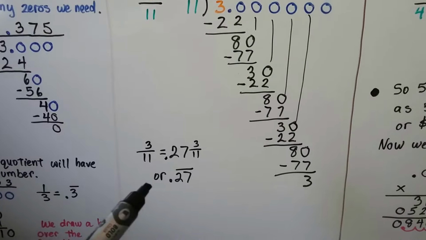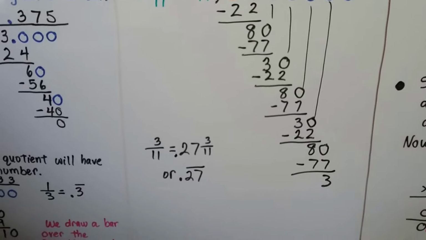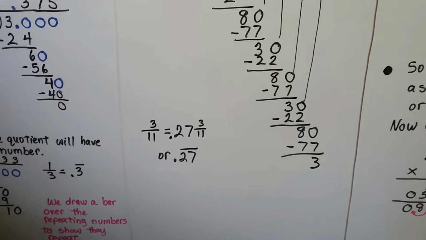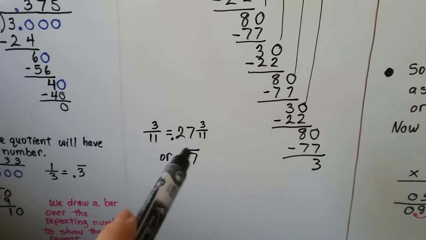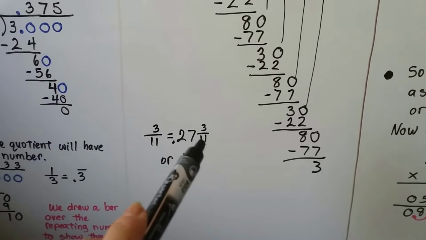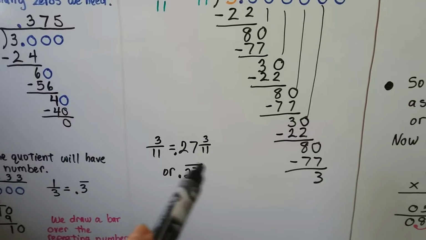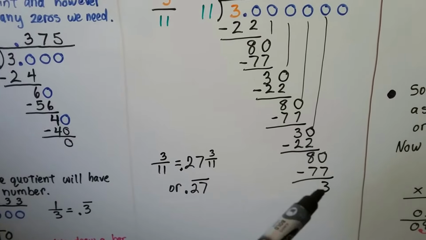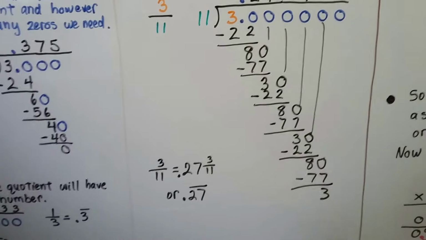We can also say that it's 0.27 with the bar over the top of it like this one to show that the 2 and the 7 are repeating. Both of these repeat, so both of them have the bar over it. So it's 0.27 and 3/11ths, or it's 0.27 with the bar over it. But know that you can write this because the remainder is the numerator and that is the denominator.